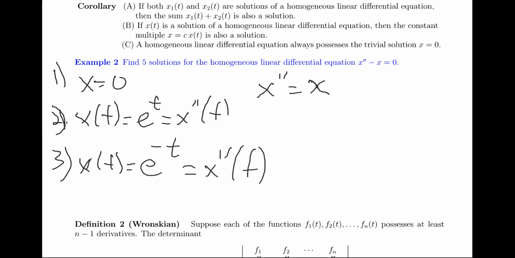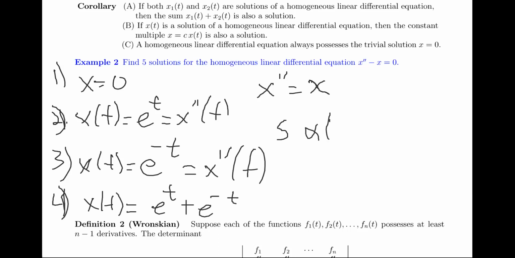All right. So we have those, but we also notice that if we sum them, so we could have x of t equal to e to the t plus e to the negative t. So if we add those two, we can also get a solution. And we can also get a solution by just multiplying by 5 or 2 or whatever you wish, any constant there.